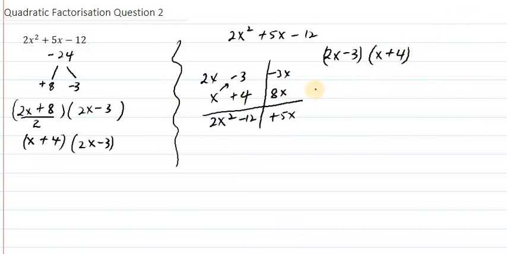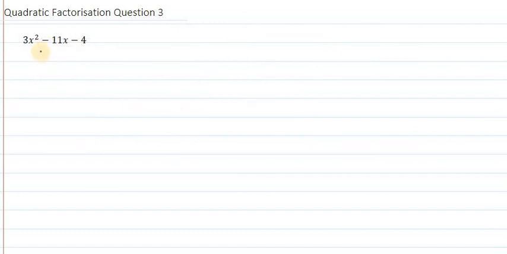So these are two methods that could be used either or to factorize the quadratic. Let's try the next one. 3x squared minus 11x minus 4. Method 1 will tell me minus 4 by 3 is negative 12. Two factors of negative 12 when added together will give me minus 11. So this is negative. The larger value would be negative and the other value has to be positive to end up with negative 11.